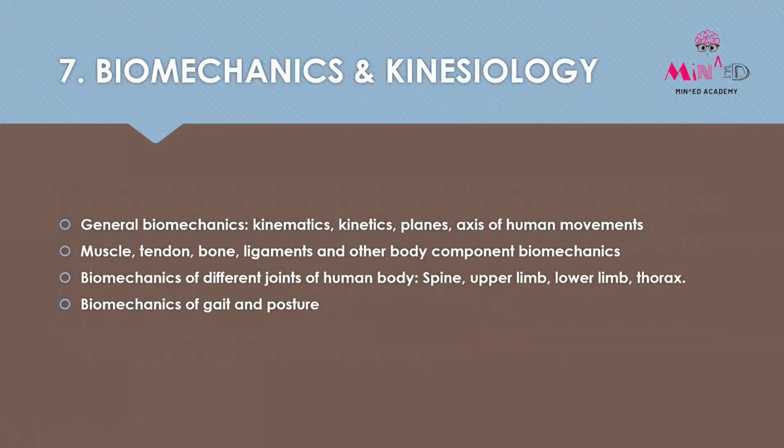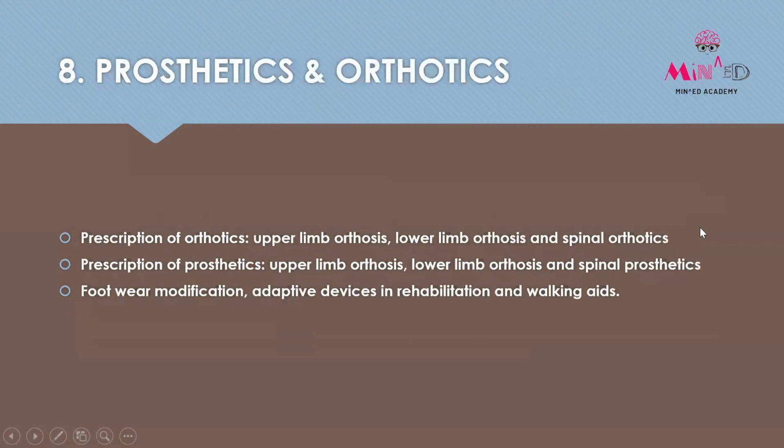Next, we have biomechanics and kinesiology. In biomechanics, we have kinetics, kinematics, plane, axis, muscle, tendon, bone, ligament, then biomechanics of different joints of the human body, then biomechanics of gait and posture. This gait and posture I have already discussed in detail in my previous video, and also general biomechanical principles. The two videos I have posted already, so you can go through those and complete your basics. Then prosthetics and orthotics, that is prescription of orthotics, then prosthetics, then footwear modification.